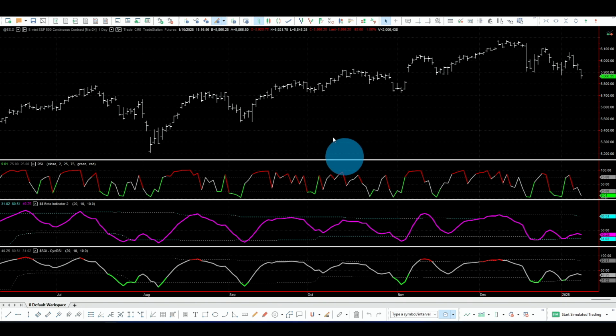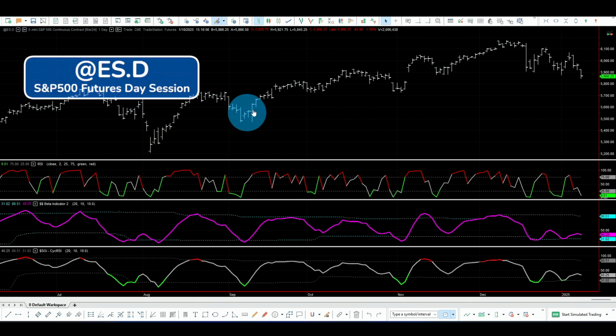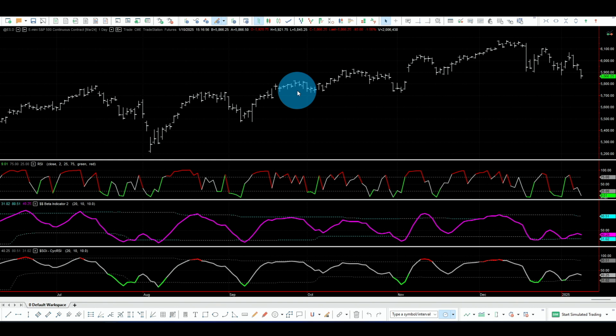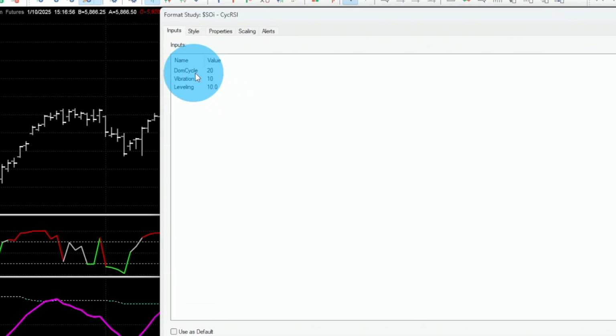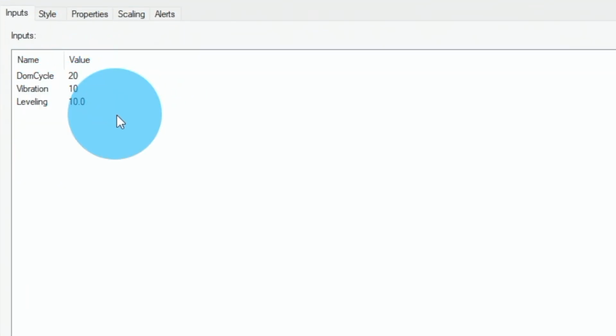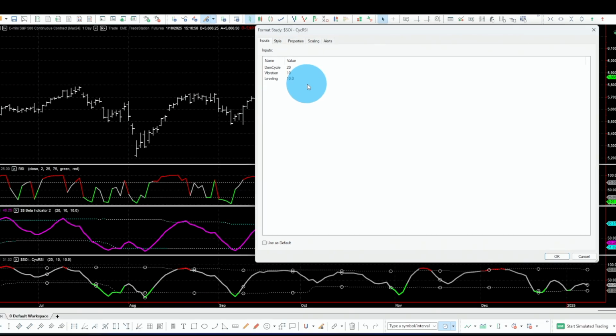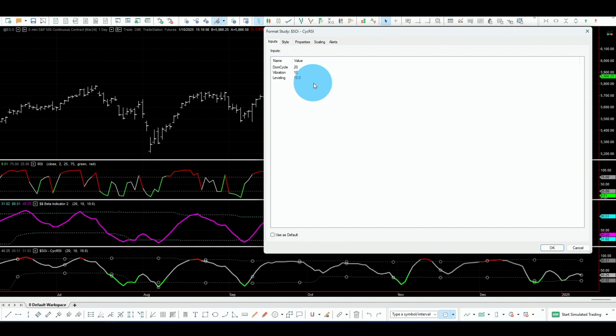So here we are in MultiCharts, and this is the S&P 500 day session represented by futures. And here we have the RSI2, the classic RSI2. At the bottom here, we have the Cyclic RSI indicator. Now, I did two of them because I want you to see the difference when we adjust the parameters. The Cyclic RSI has three parameters: the dominant cycle, vibration, and leveling. Now, I'm not going to go into details what each one of these is doing and how it's calculating, but we just want to see the effect of each variable on the indicator.